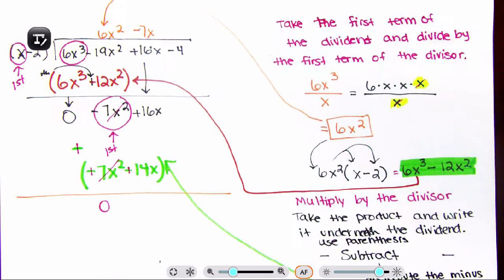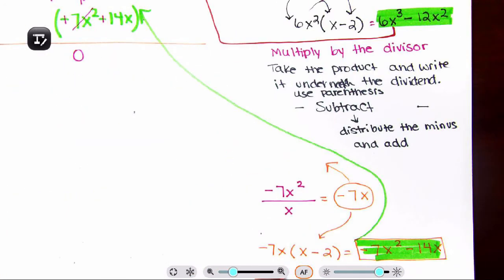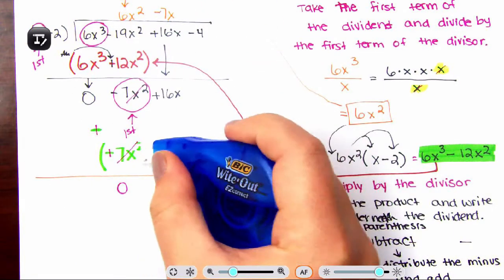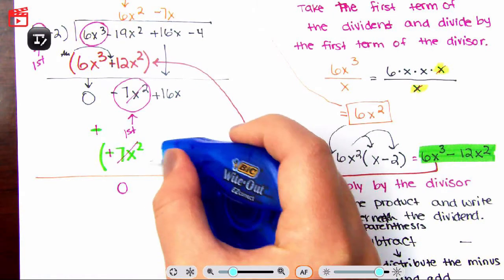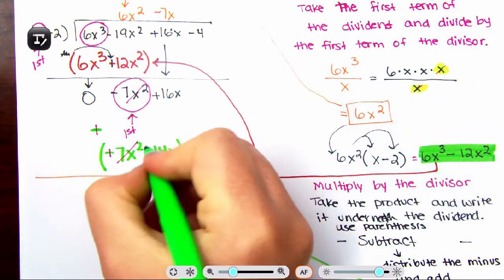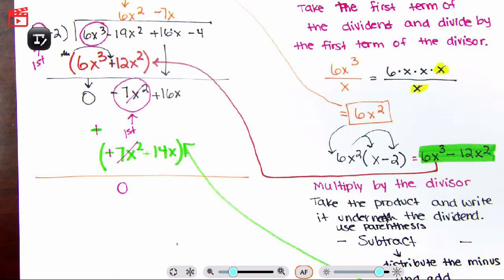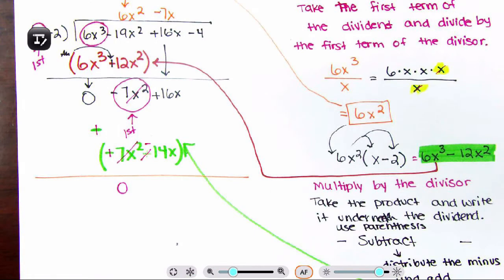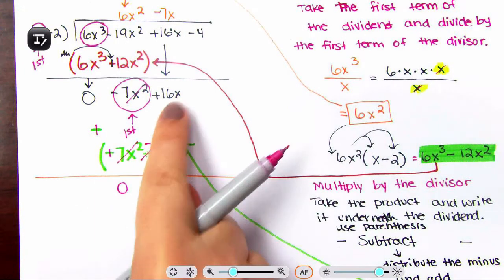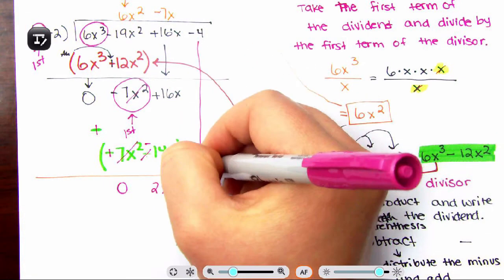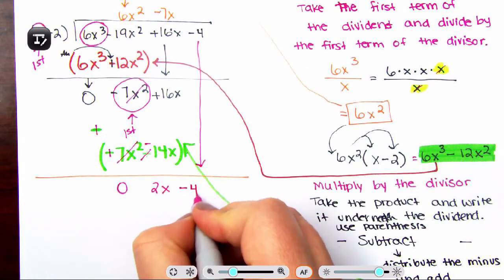Oh, you guys, I messed up. Hope you caught that. Negative 7 times a negative 2, that's a positive 14. So what that means is before anything happened, this should have been a positive. And then afterwards, we're going to change that to a minus. So then we have 16 minus 14, that is 2x. Bring down our last term here, which is a minus 4.